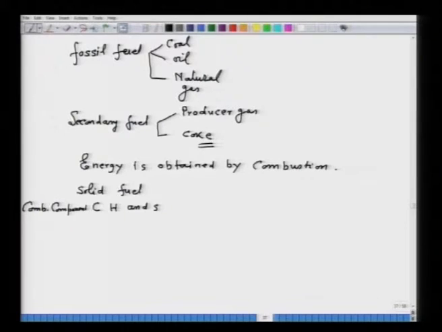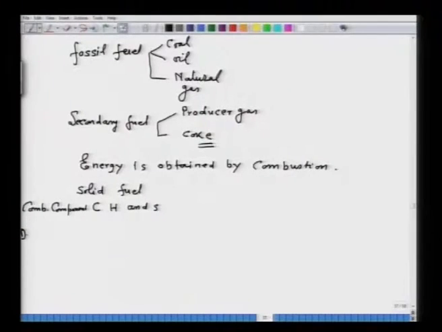That means they will combust and release the amount of energy contained in the fuel in the form of products of combustion, whereas diluents, or sometimes called incombustible components, are nitrogen, oxygen, ash and moisture. So, A stands for ash and M stands for moisture.